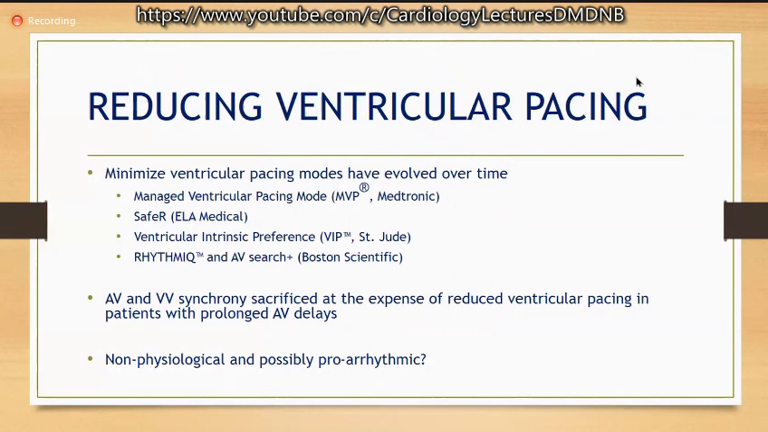There were a lot of solutions that were thought of. The easiest way that was tried first was to minimize ventricular pacing by using various algorithms, which were incorporated by each vendor in different ways. Medtronic would call it MVP, or Managed Ventricular Pacing. St. Jude, or Abbott, would call it Ventricular Intrinsic Preference. Boston would call it RYTHMIQ or AV Search Plus, and so on and so forth.